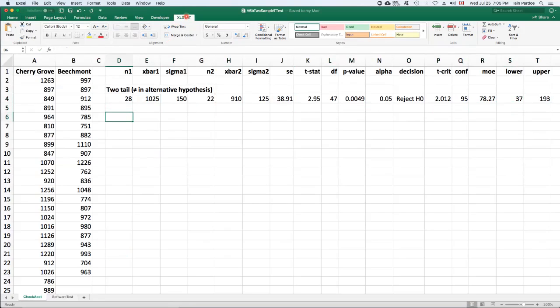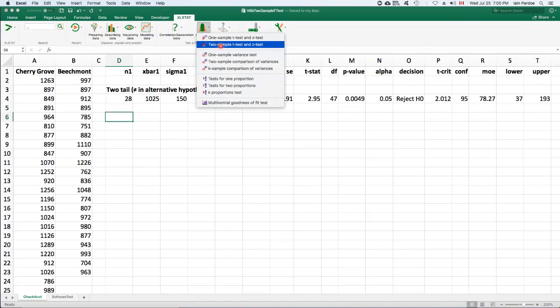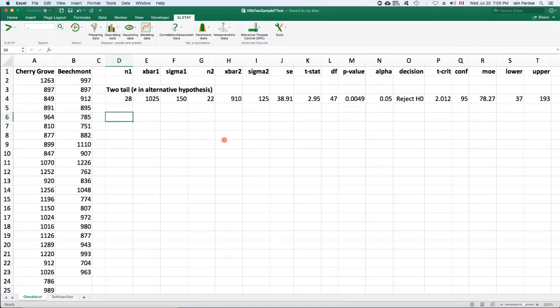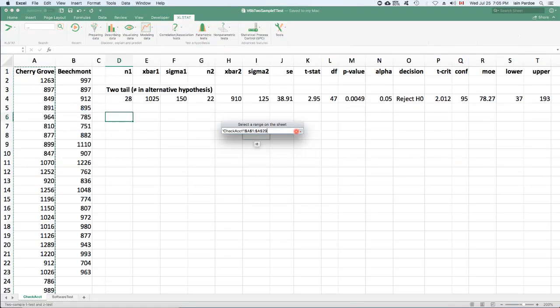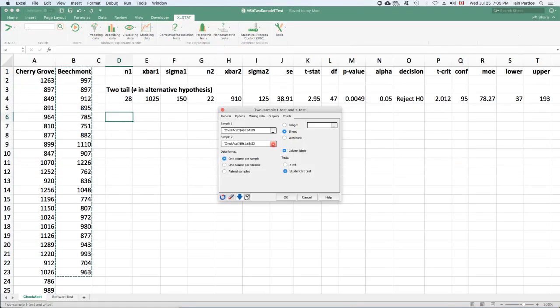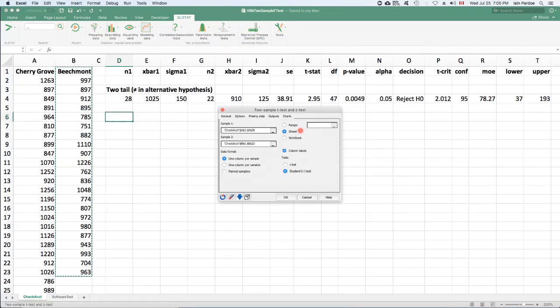Let's see how Excel stat handles this. So do a parametric test, two-sample t-test. We'll select the data. Oh, looks like I already did that, so that's nice. Just check. Yeah, there we go. And then sample 2 is the other one from the other bank branch. One column per sample, column labels, student's t-test.